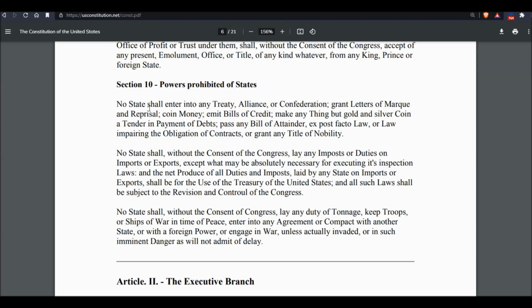It says no state shall enter into any treaty, alliance, or confederation, grant letter of marque and reprisal, coin money, emit bill of credit, make anything but gold and silver a tender in payment of debt. This is the specific part that people utilize in this clause. Make anything but gold and silver coin a tender in payment of debt. And then it goes on to say pass any bill of attainder, ex post facto law, or laws impairing the obligation of contract, or grant any title of nobility.